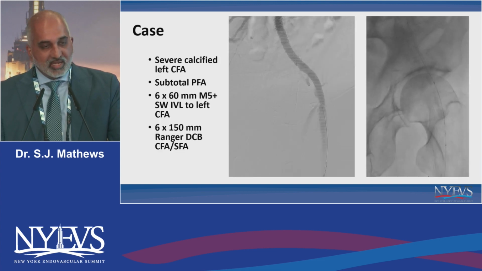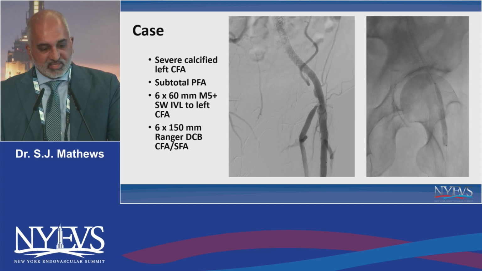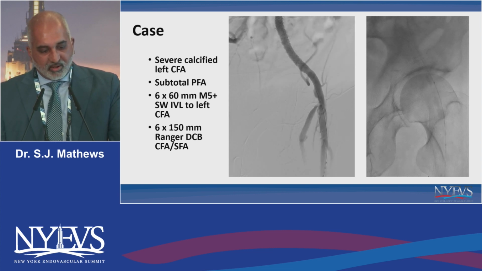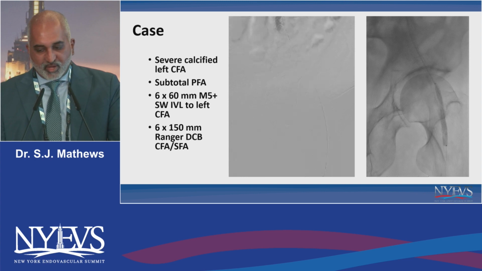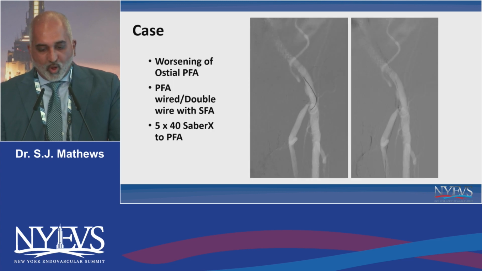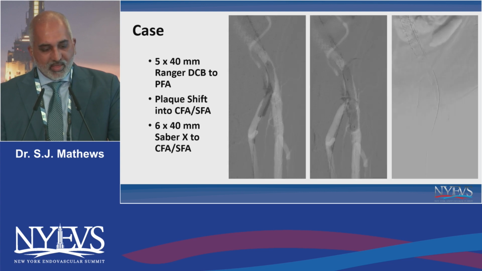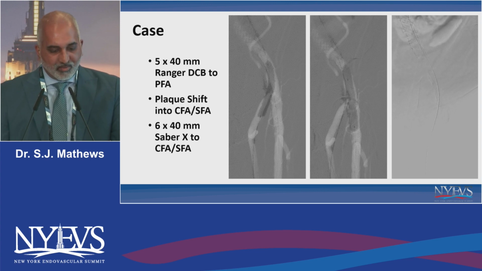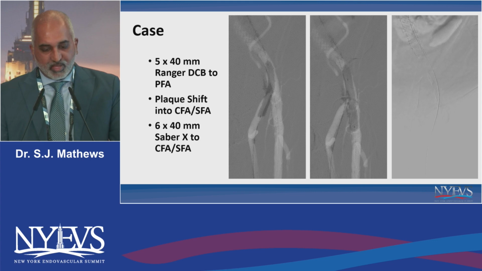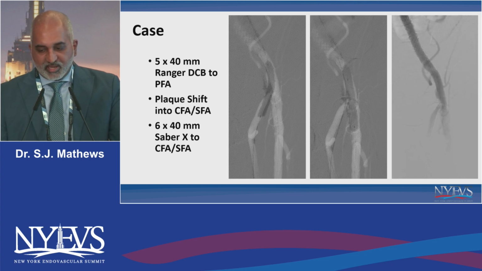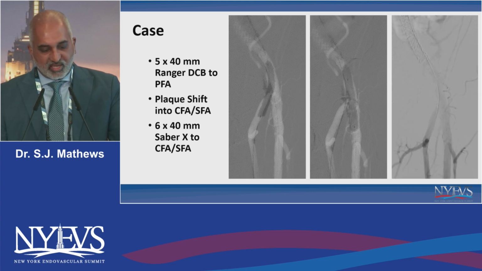Go now to the other side. This is the advantage of R2P. You can do both sides at the same time. Again, same thing here. I did IVL and then also the Ranger drug balloon angioplasty. And then I wired into that subtotally occluded profunda, and then went ahead and ballooned that as well. And then did a drug-coated balloon angioplasty as well. There was some plaque shift, and this is where maybe atherectomy may have been beneficial, but ultimately able to angioplasty the common femoral and end up with a pretty reasonable result on this side.